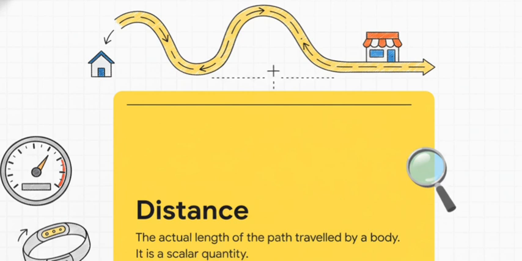Okay, so let's apply this. Distance is a classic scalar. It's the grand total of the ground you cover. If you walk to the store and then walk back home, your fitness tracker is adding up every single step. It only cares about the total number, the magnitude. It's just a running tally.